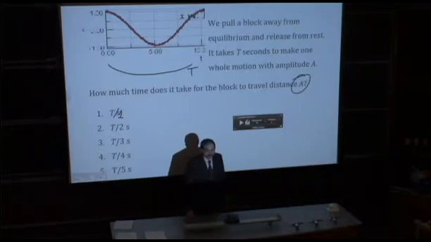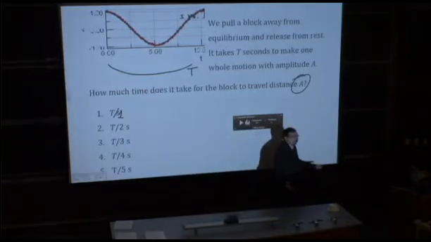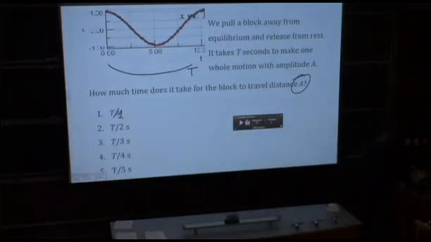To travel 2 amplitudes, it needs 2 quarters or a half of a period. To travel 3 amplitudes, it needs 3 quarters of a period. And to travel 4 amplitudes, complete motion, it needs 1 whole period.